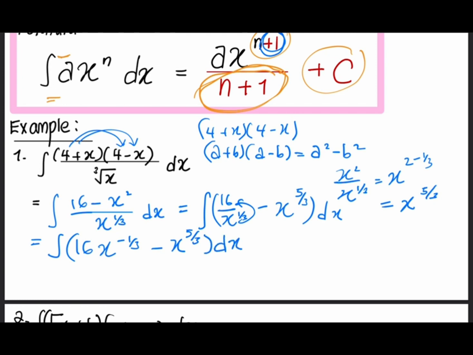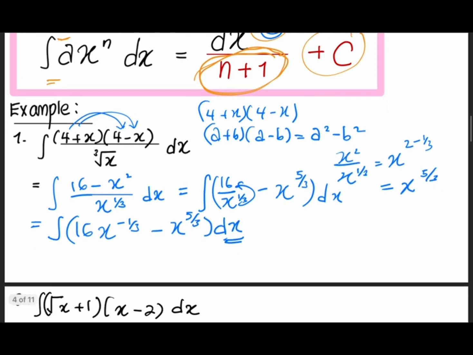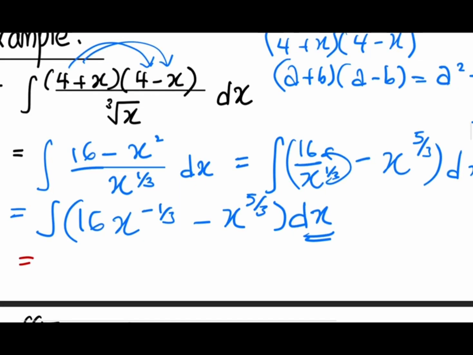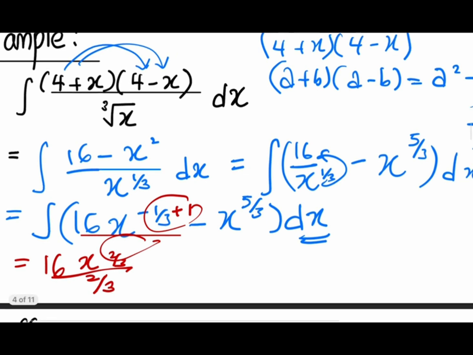So with respect to x, now you can see how we integrate it term by term. We start with the 16. 16 is a constant, we put it back, and x we copy back, and the power increases by 1, and we divide by the new power. It's like that. So power increased by 1, divide by the new power. When the power increases by 1, negative 1 over 3 plus 1, you will get 2 over 3, right? And we divide by the new power, which is 2 over 3.